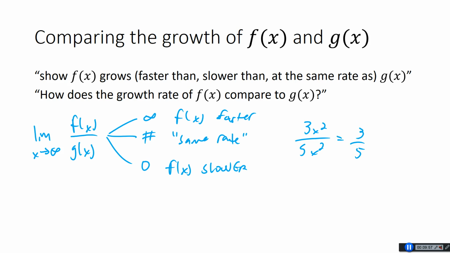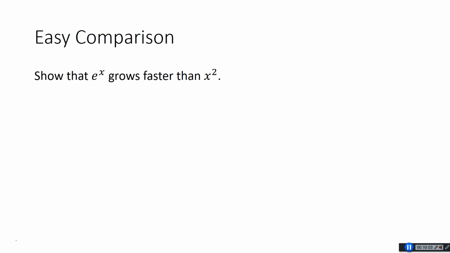But that's just how they choose to define two functions growing at the same rate: if you get a constant number that is not 0. So let's try some. Show that e to the x grows faster than x squared. So this is something we should know, right? But the thing we're going to do here is take the limit as x approaches infinity, e to the x on top, x squared on the bottom, and show that this ends up being infinity. If we can show that this goes to infinity, that's going to prove e to the x goes faster than x squared. So this gives us infinity over infinity, so what do we use?